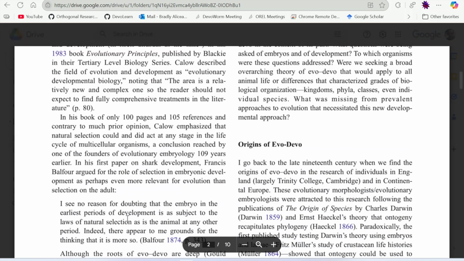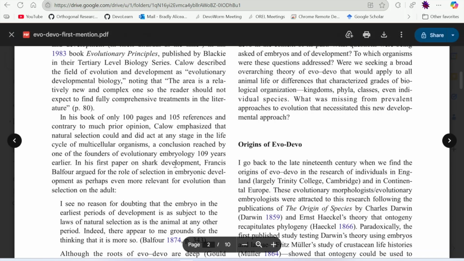And so in this inaugural publication, Callow emphasized that natural selection could and did act at any stage in the life cycle of multicellular organisms, a conclusion reached by one of the founders of evolutionary embryology 109 years earlier. So there were precursor areas like evolutionary embryology, but again, this is kind of like the application of evolution to any field. It wasn't really that, it was kind of thinking about embryology first and then evolution kind of as a side.